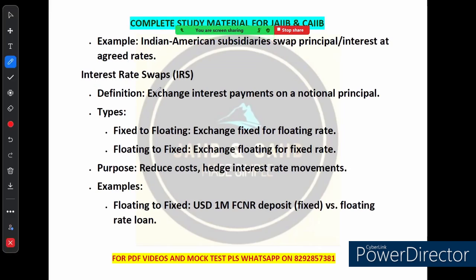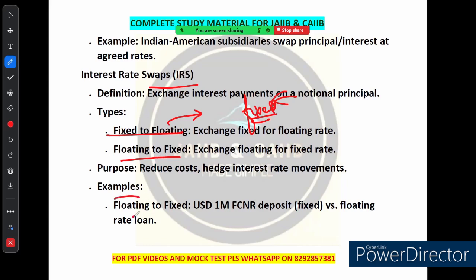Already I have told you, in an interest rate swap you exchange interest rate payments on a notional amount. There are two types. First is fixed to floating, which means you exchange a fixed interest rate for a floating one. You are exchanging a fixed interest rate and taking a floating interest rate in return. The second is floating to fixed, where you swap a floating interest rate for a fixed one. People use this to reduce cost or hedge against interest rate movement.